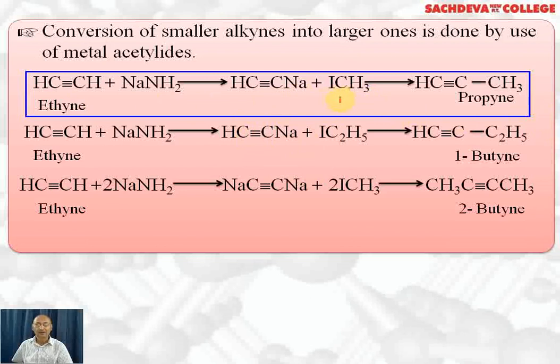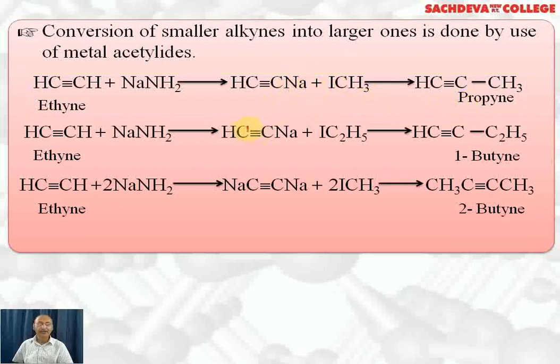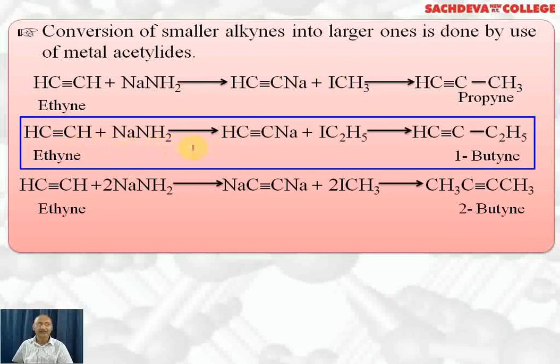If you want to get propyne, we treat it with methyl iodide. So NaI will be removed. This CH3 will get attached to this carbon, we will get propyne. If we want to get 1-butyne, the first step is the same. We treat ethyne with NaNH2 to get monosodium acetylide. Now we treat it with ethyl iodide because we want 1-butyne. So with ethyl iodide, the sodium iodide will be removed and we get 1-butyne.